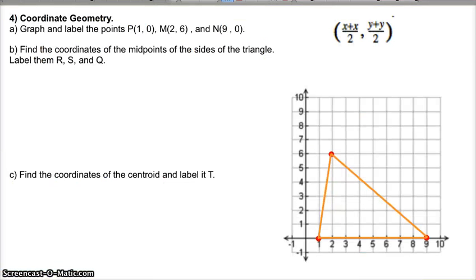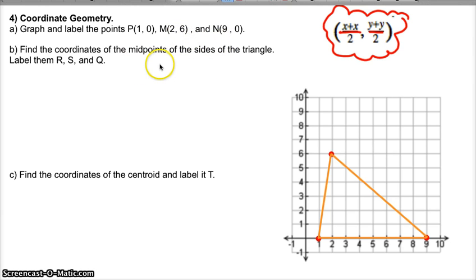Number 4, coordinate geometry. Nobody freak out here. We're going to go back to using the midpoint formula, which is averaging: x plus x divided by 2, y plus y divided by 2. The order that you add doesn't matter. I've already graphed my points there in red, and I connected them to make a triangle. Those sides are in orange.